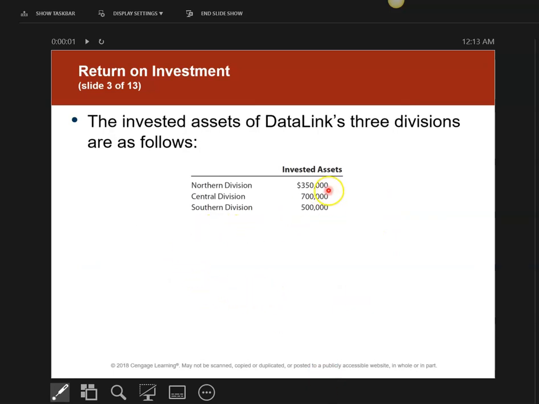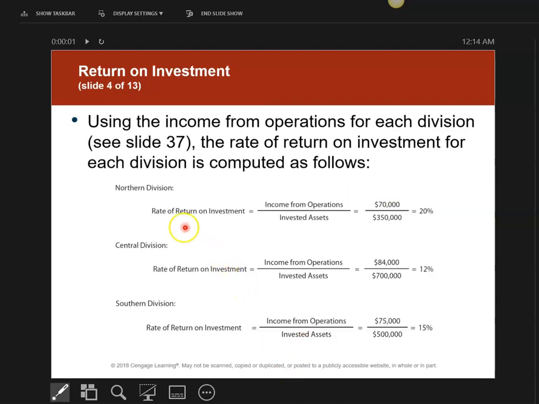So right now, here are my invested assets for my three different divisions. And when I apply the formula that I told you to write down, I get my ROI, or rate of return on investment, for each division. So this one was the income from operations, which I got off the divisional income statement, divided by the invested assets, which gives me a 20% return. Central is giving a 12% return, and Southern is getting a 15% return. So this is really important because right now you know that the Northern Division is giving you the highest return on your investment, and Central is giving you the lowest.